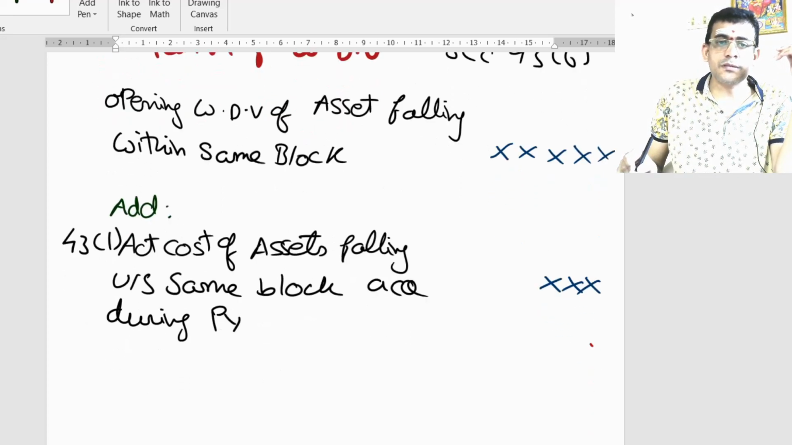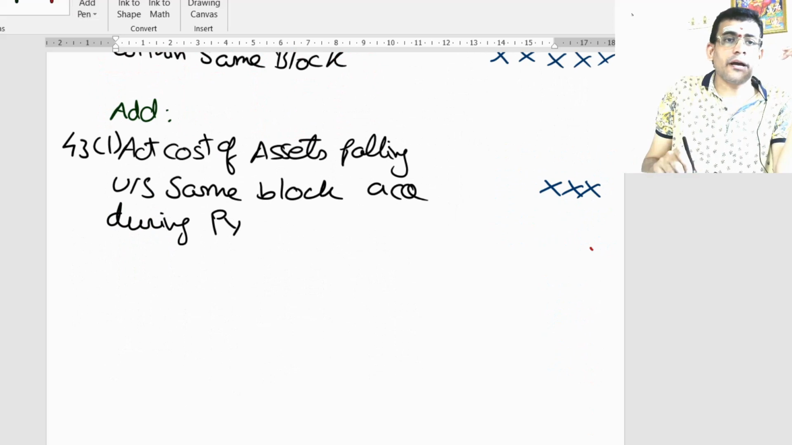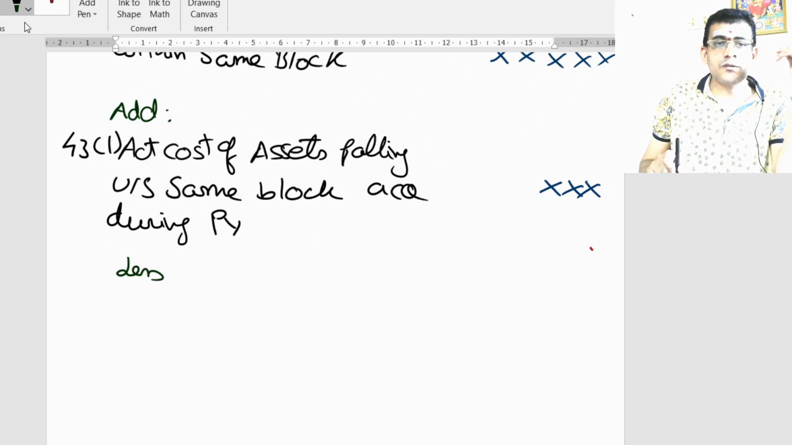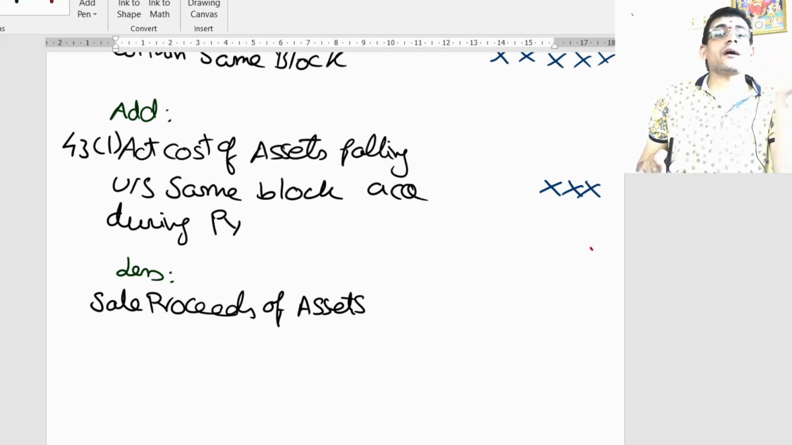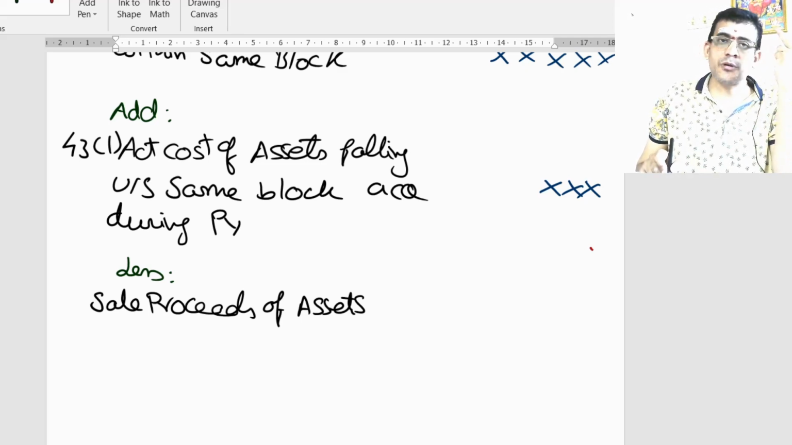Then I need to reduce. What do I need to reduce? We are going to reduce sale proceeds. Whatever sale proceeds of assets, so whatever assets you sold, the sale proceeds of the assets, I need to reduce, of the assets falling under the same block. If you sold one asset belonging to block 1, that has to be reduced from block 1. If you sold one asset belonging to block 2, you are supposed to reduce it from the respective block.